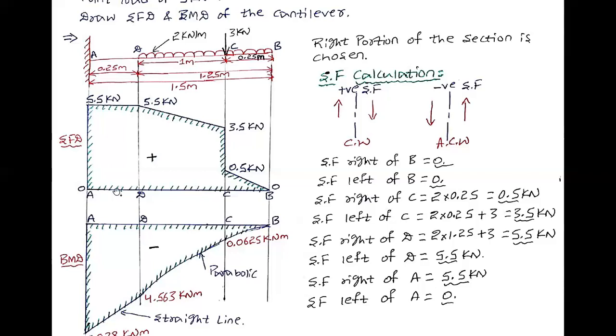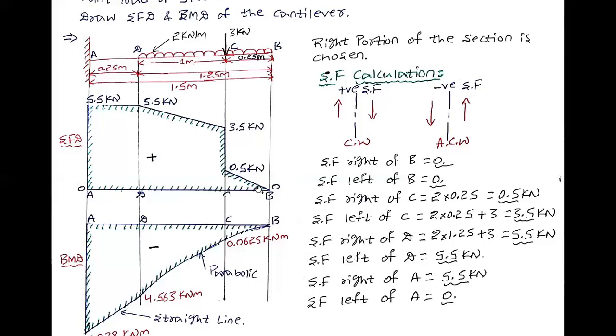This is the baseline. Always the positive value should be drawn above the baseline. At point B, the value is 0. At point C, it is 0.5 kilonewton. At point C, it is 1.5 kilonewton. And at point C on the left, it is 3.5 kilonewton. At point C, one more is 3.5. Join this. If you see in between C and B, the member is subjected to UDL.